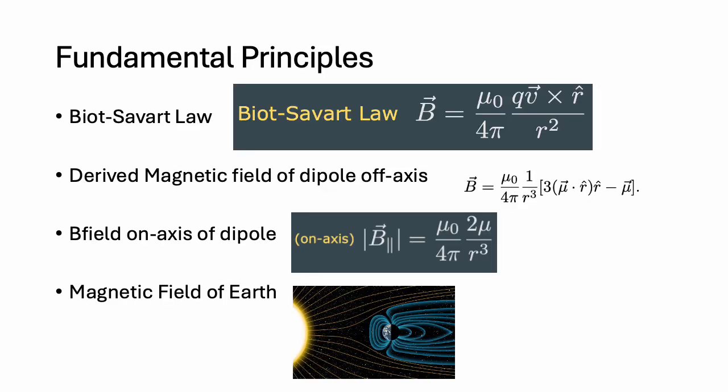So the fundamental principles for this lab revolve mainly around calculating the magnetic field from the Biot-Savart law, and from this we derive the magnetic field equation for a dipole off-axis, as well as the one on-axis that we'll be using for measurements, and also taking into account the magnetic field of the Earth.